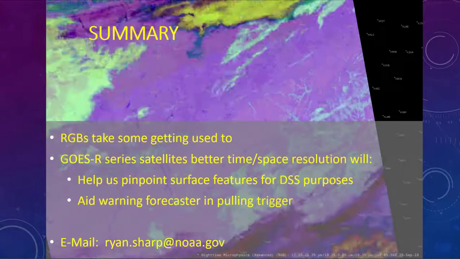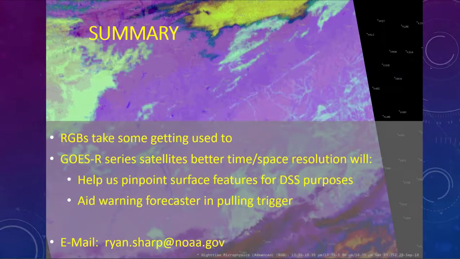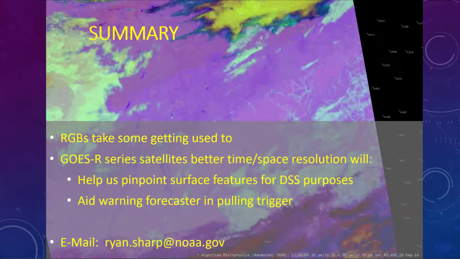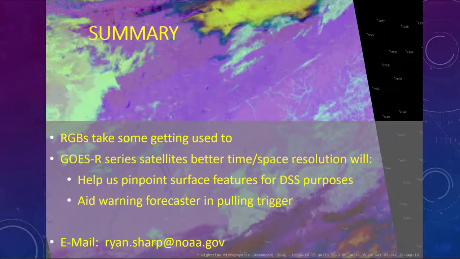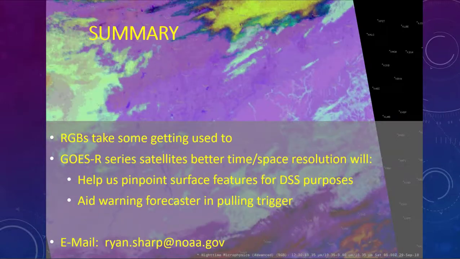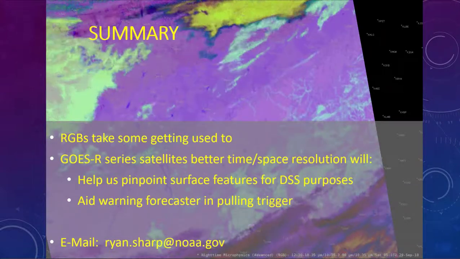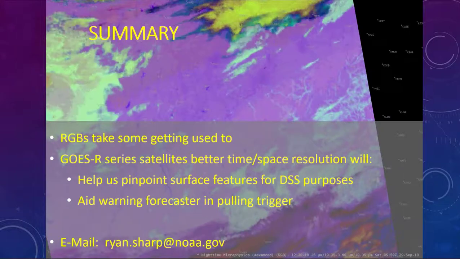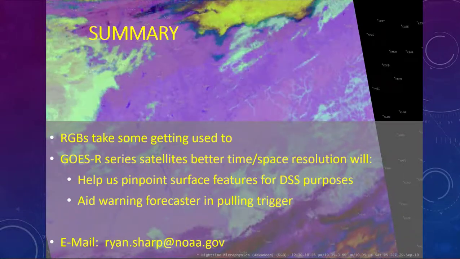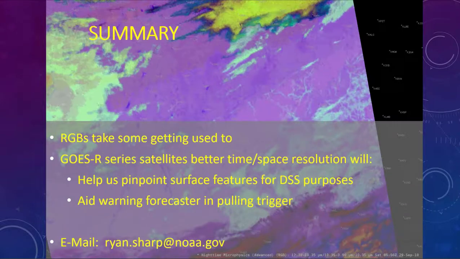So in summary, again, RGBs take some getting used to. They can be daunting, a little bit overwhelming, but I challenge you to at least give it a try and maybe just get used to one at a time. Right now I'm moving on from the nighttime microphysics and the day cloud phase distinction, but I'm also looking at the fire temperature one, which is helping us with some of these fires that are going on. And I'm also looking at the differential water vapors.